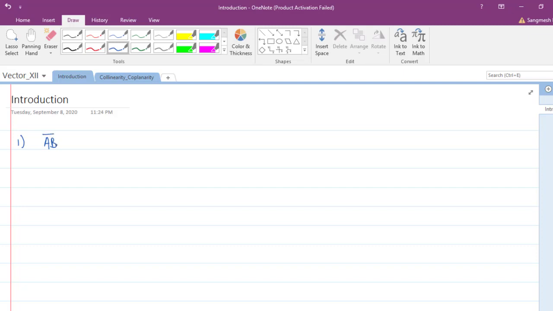If you write this bar, this is a vector and it is equal to B bar minus A bar, where A bar is your initial point and B bar is your terminal point, and A bar and B bar are the position vectors of your points A and B.